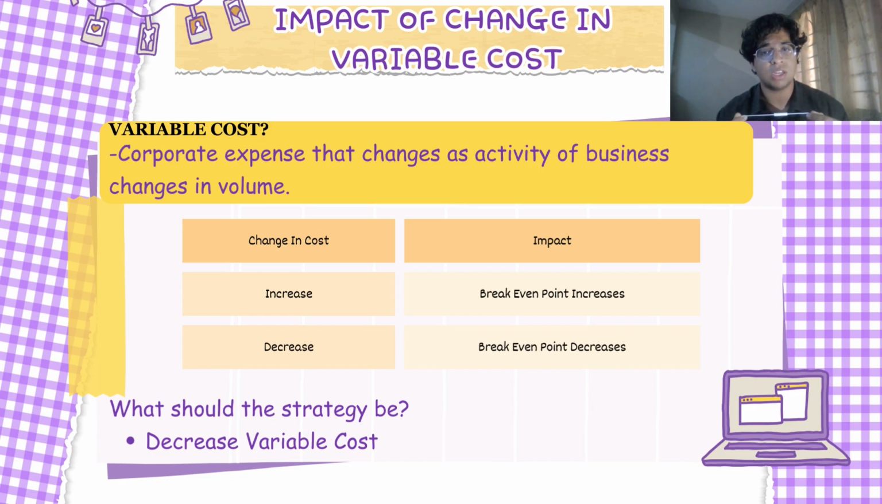Some of the variable costs of Gemilang Company are the food and beverage costs. So what happens when this cost increases or decreases? When this cost increases, the break-even point also increases in units, and when this cost decreases, the break-even point automatically decreases. So what should the company strategize for? The company should strategize for a decrease in variable costs because that means the break-even point decreases, and with a higher number of sales, they are able to achieve a higher amount of net profit.